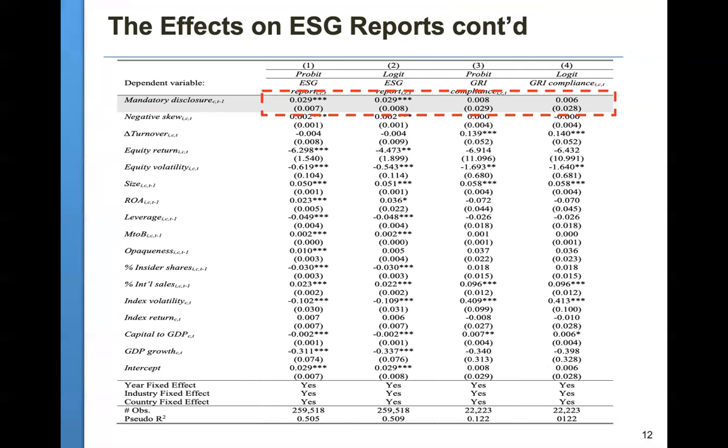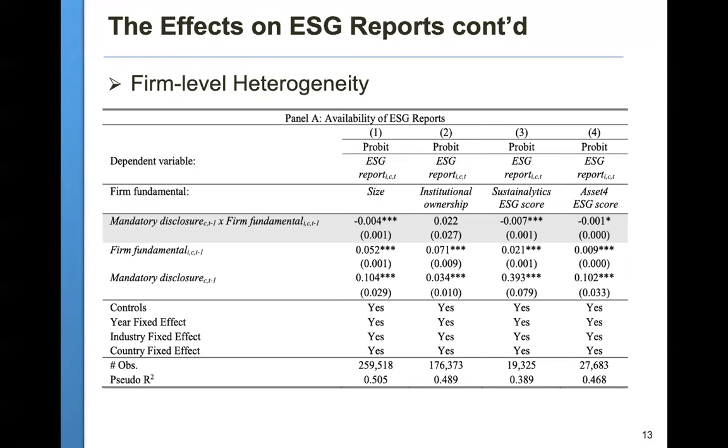Well, if we use whether the report complies with the GRI standard, we find that there are no significant results, for example in column 3 and column 4. So this is very surprising. That means the implementation of mandatory ESG disclosure does not significantly increase the quality of the ESG report. Then we will look at some firm-level heterogeneities.